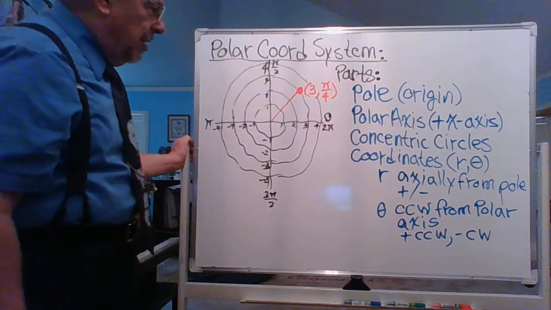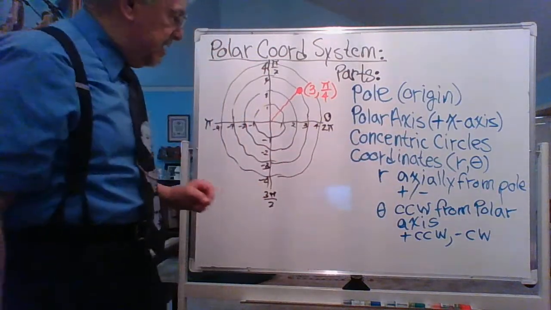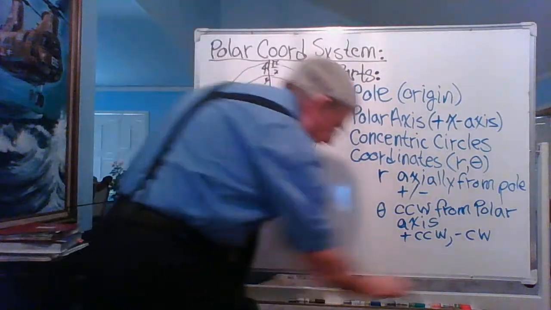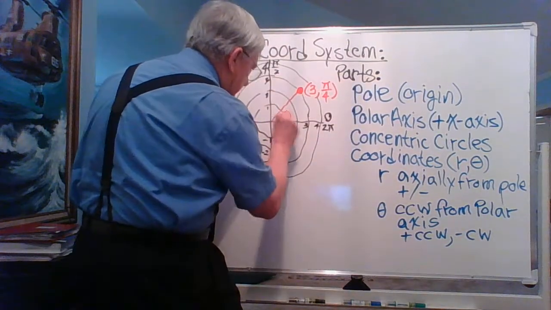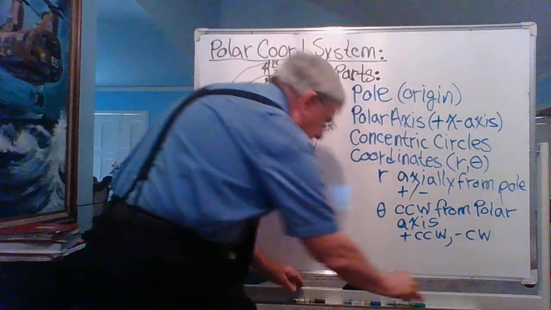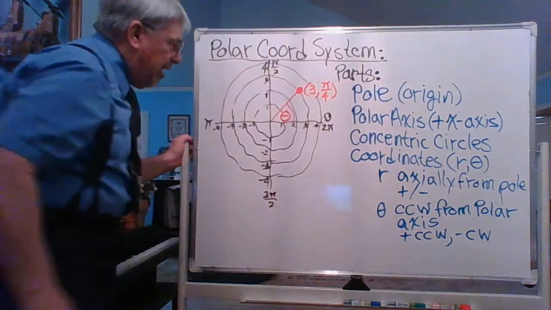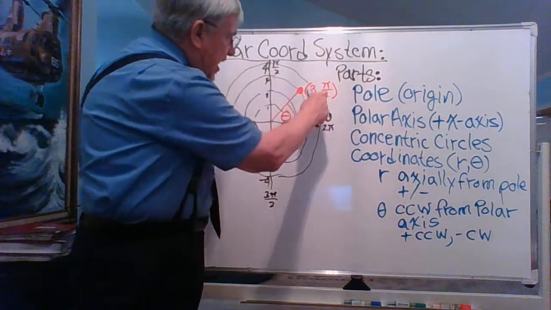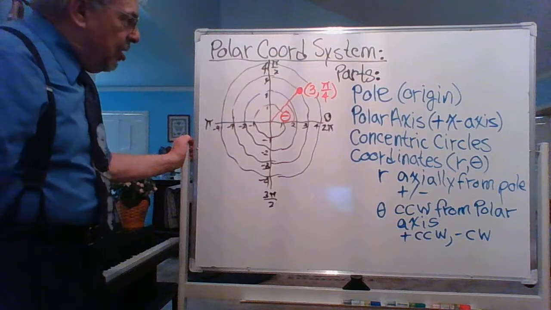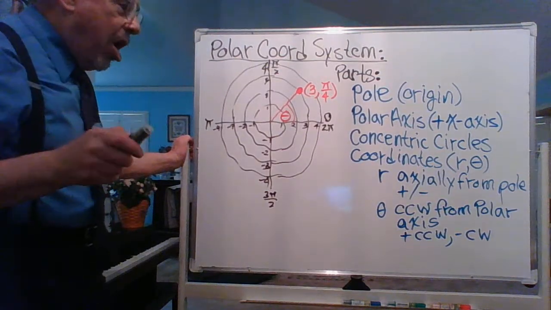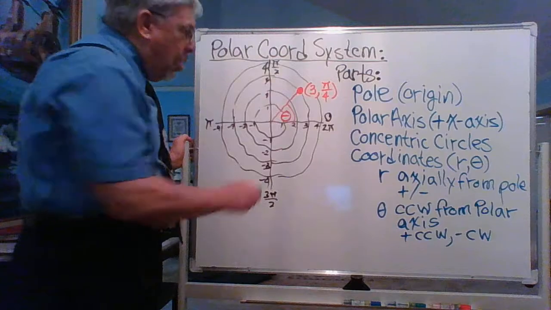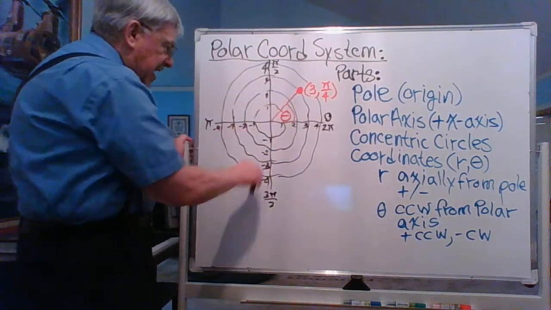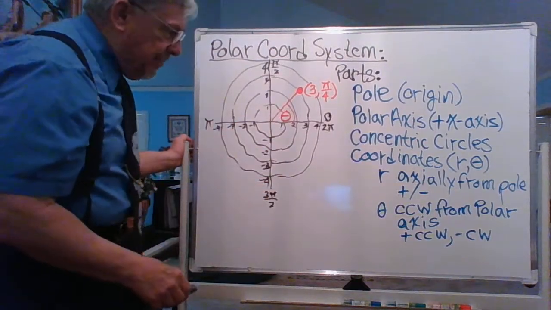My coordinates are r, theta, where theta is the angle right here. I should have drawn it in there. Let me do that. So there's theta right there. That's that angle, and it goes out to a point on the concentric circles. So here's the point 3, pi over 4. My r is measured axially from the pole, out from the pole. It can be positive in this direction, or negative down in this direction or this direction.